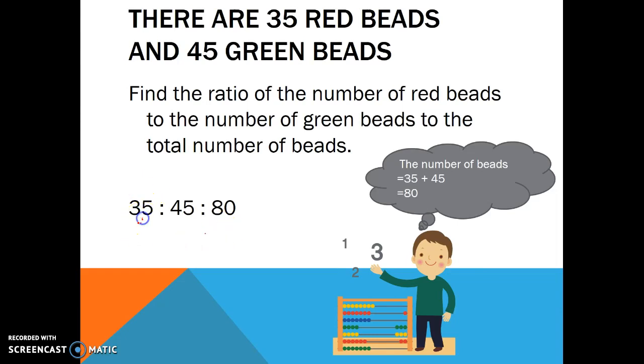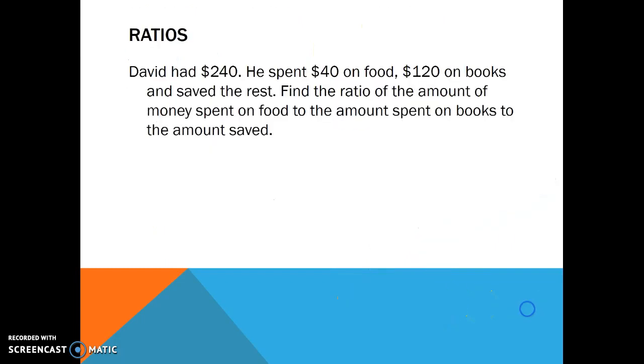So 35 divided by 5 was 7. 45 divided by 5 was 9. And 80 divided by 5 is 16. So my ratio in its simplest form is 7 to 9 to 16.